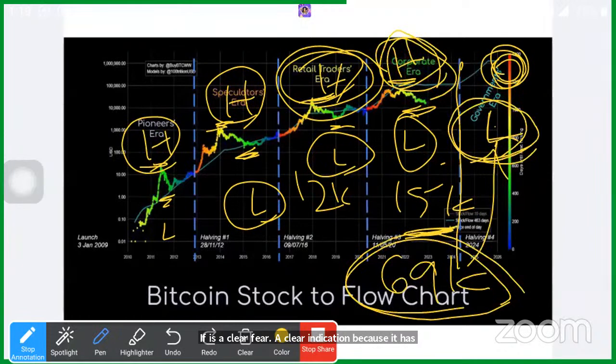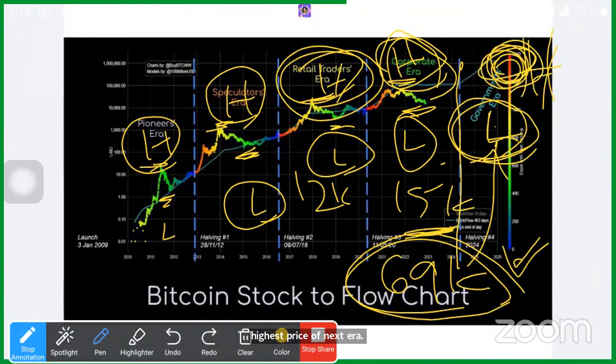So this has to repeat. The lowest price of the next era should be much higher than $69,000. Even if the market crashes, even if we see a very bad bear market in the next era, still the prices will not go below $69,000. So if we know that this could be the lowest price of the next era, or even more than $69,000, we can still predict the highest price of the next era. The highest should be much above this.